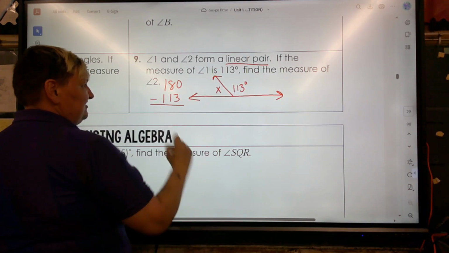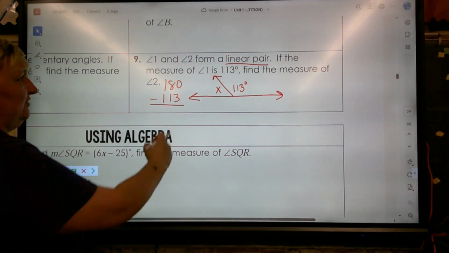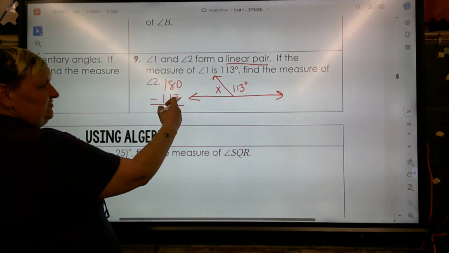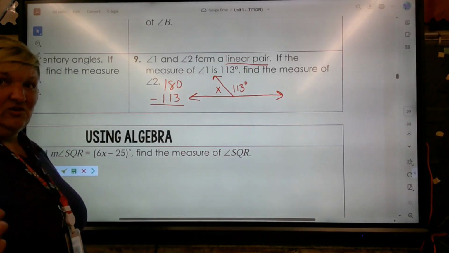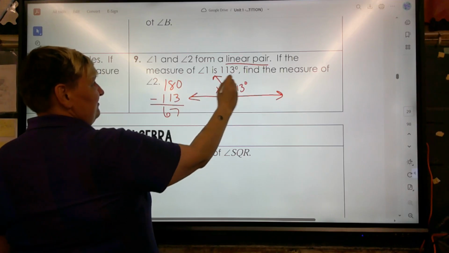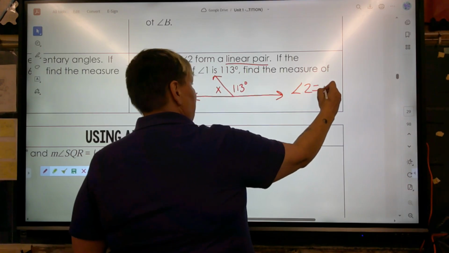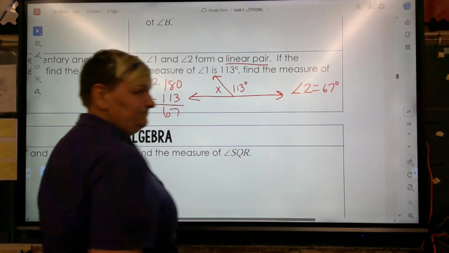113 is what they give us. So that's going to be 180 minus 113. 180 minus 120 is 60. 60 plus 7 is 67. So it says find the measure of angle 2. So your answer, angle 2, equals 67 degrees.